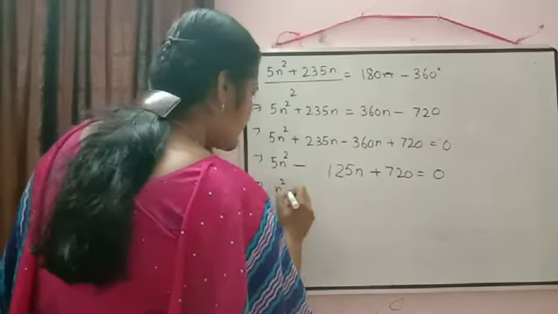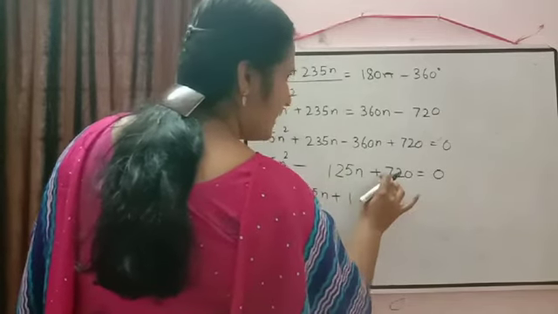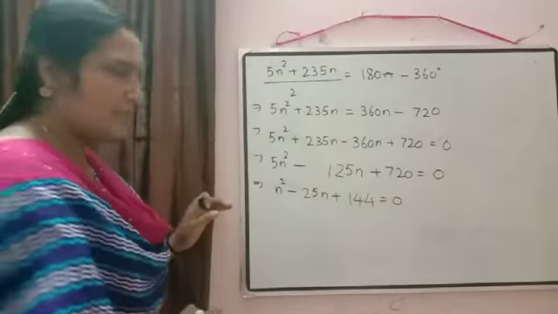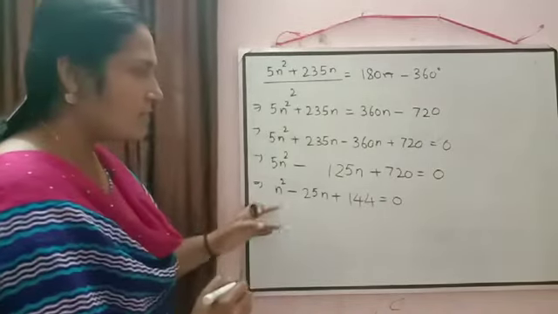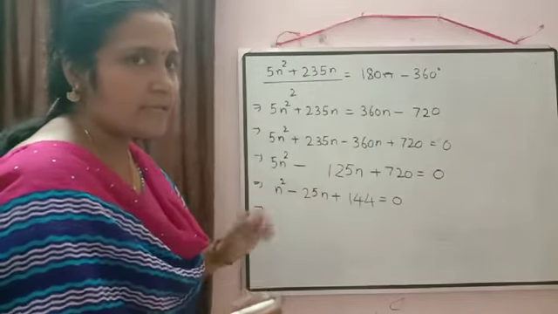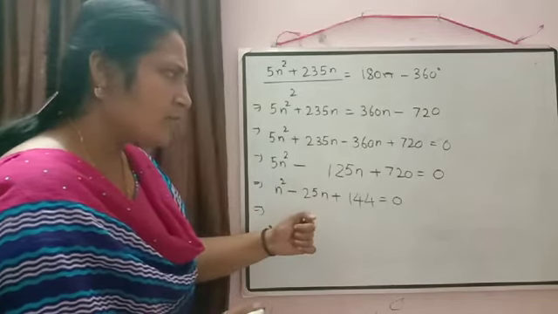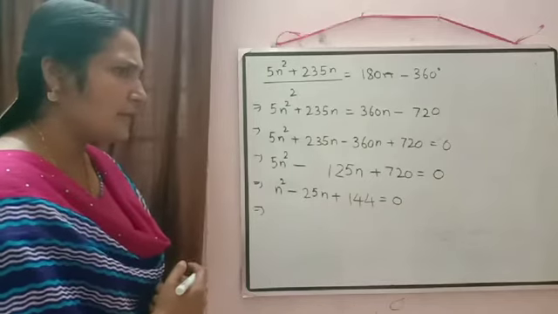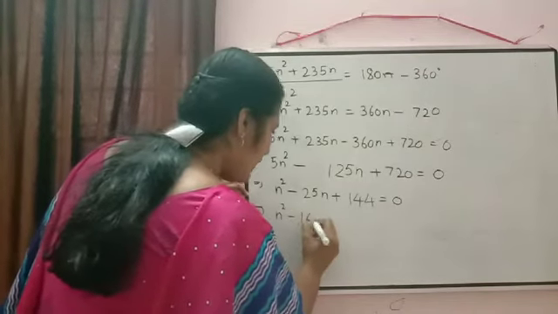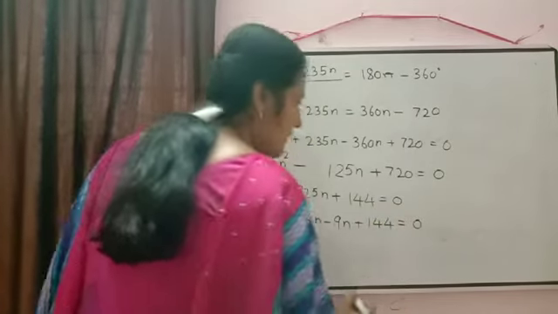To make our calculation easy, we can divide the whole expression by 5. So we get n square minus 25n plus 144 is equal to 0. Either we can find the value of n by the quadratic formula or by the factorization method, splitting the middle term. Shall I use splitting the middle term? 144 we want as the product and the sum should be equal to 25. 16 and 9. So we write n square minus 16n minus 9n plus 144 is equal to 0.